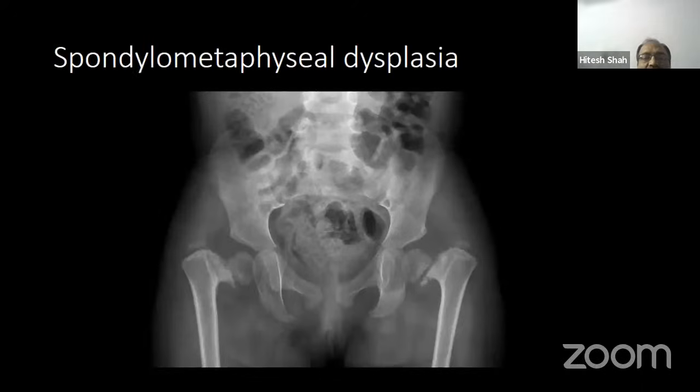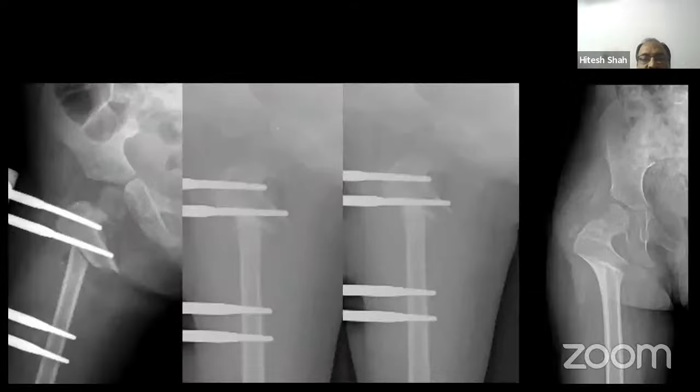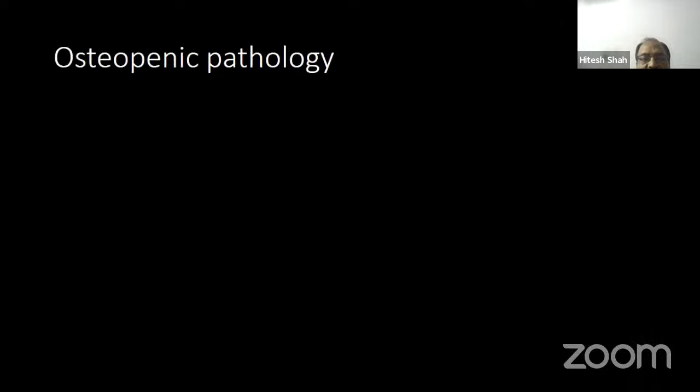A few points on the dysplasias. This is a case of spondylometaphyseal dysplasia, where you can see the corner type of fracture. The child has been treated again with the external fixator with lateral translation. Last but not the least, the osteopenic pathology.